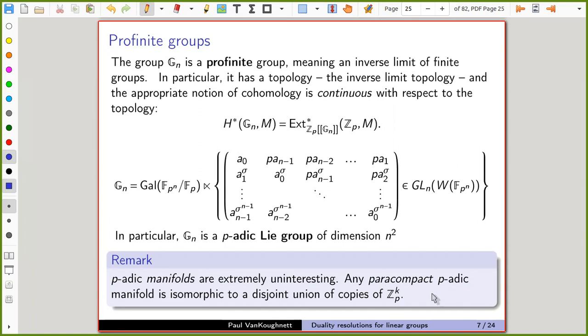Under mild hypotheses, like saying that your manifold is paracompact, any p-adic manifold is just a disjoint union of copies of Zp^n. And it's not hard to see why. Because Zp^n is totally disconnected, it's very easy to find a closed and open neighborhood of your point that looks like this. And so you can just cover your space with these disjoint copies. P-adic Lie groups are slightly more interesting than p-adic manifolds, although the same idea that you can break the space up into disjoint copies is going to be relevant later on.